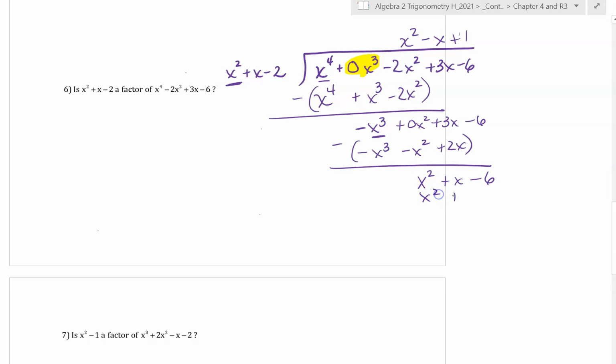So we have x squared plus x minus 2, and we're subtracting. So we have x squared minus x squared, that cancels out. x minus x is 0. And negative 6 plus 2 is negative 4. So x squared plus x minus 2 is not a factor because the remainder is not 0.